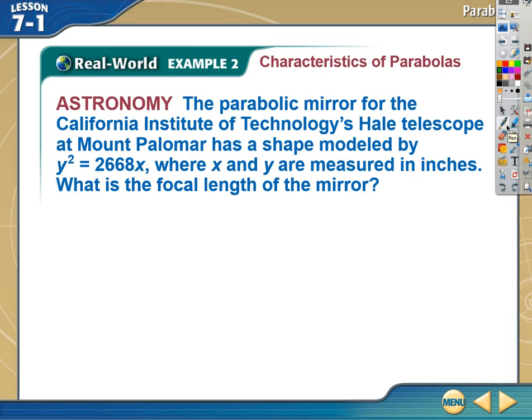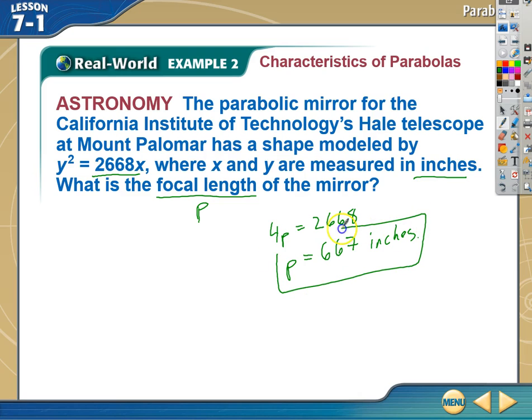So my focal length, remember I said, that's P. And what do I know? I know that 4P is in front. So 4P is equal to 2668. Divide by 4 on each side, you get 667. What's my unit? In inches. So even these really big, nice, happy word problems, if you know what you're looking for, is super easy. Okay?